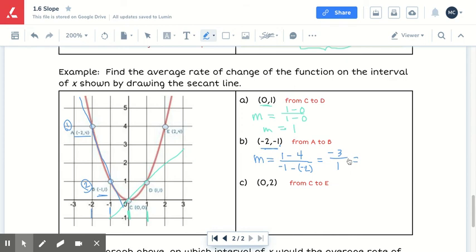And as I mentioned before, you don't want to leave a 1 as your denominator ever. So negative 3 over 1, I would just present that answer as negative 3. So my average rate of change of this function from x equals negative 2 to x equals negative 1 is negative 3.